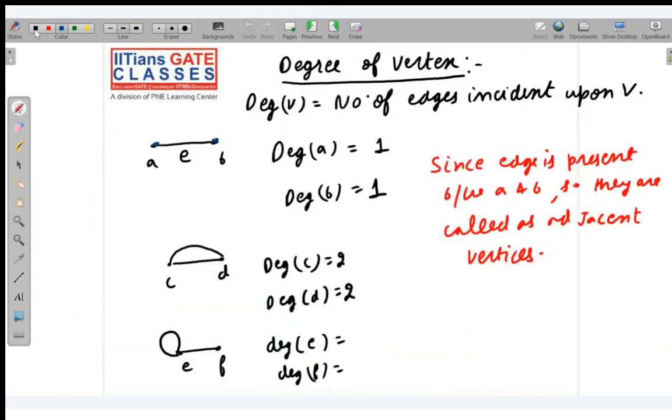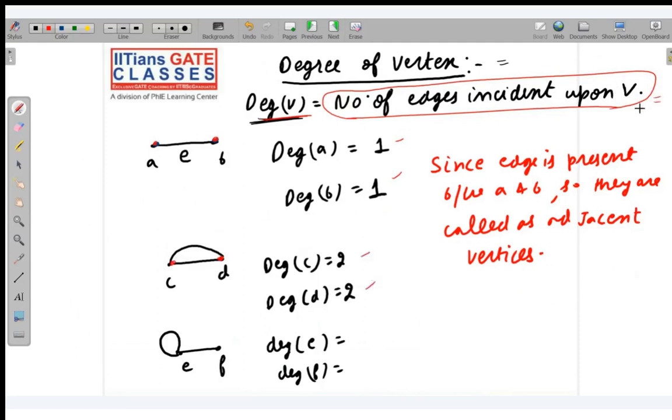Next is degree of vertex. Okay, degree of vertex. So degree of vertex is represented by degree V, deg(V): number of edges incident upon V. Okay, how many edges are incident upon V? That is known as degree of V. For example, here A and B, and this edge is E. So degree of A is 1, degree of B is also 1. I have written it. Here degree of C is 2, degree of D is also 2. Clearly you have got it.